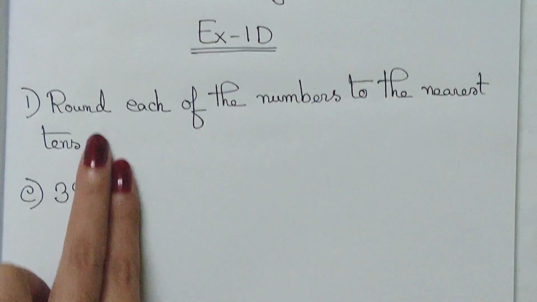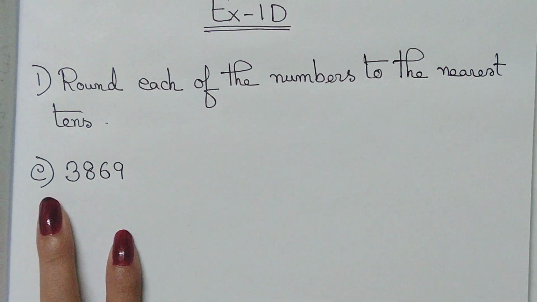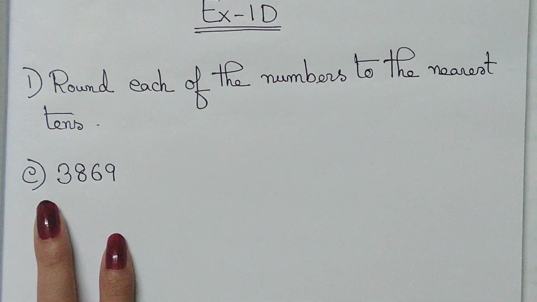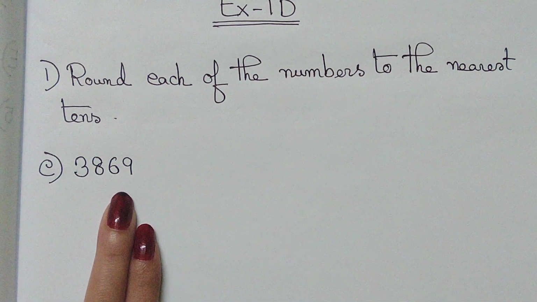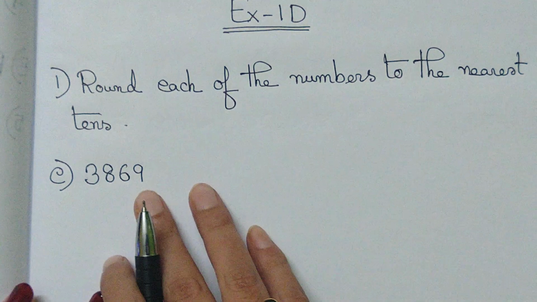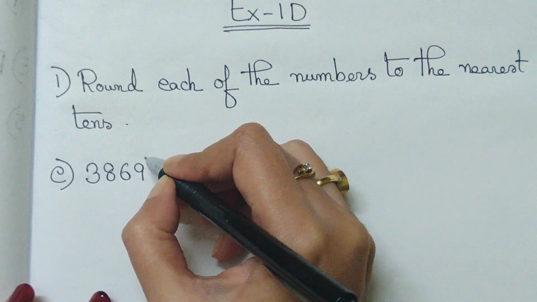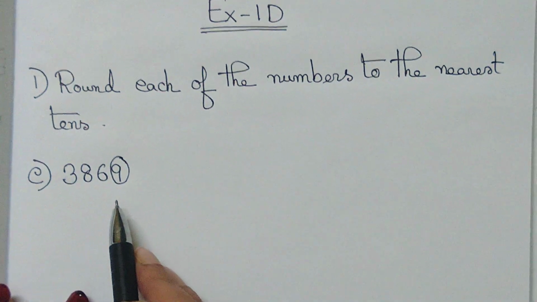Number 1. Round each of the numbers to the nearest tens. We are going to solve sum number C. 3869 is given. So nearest tens, that means I will be considering this ones place. I am encircling it. So 9 is there.